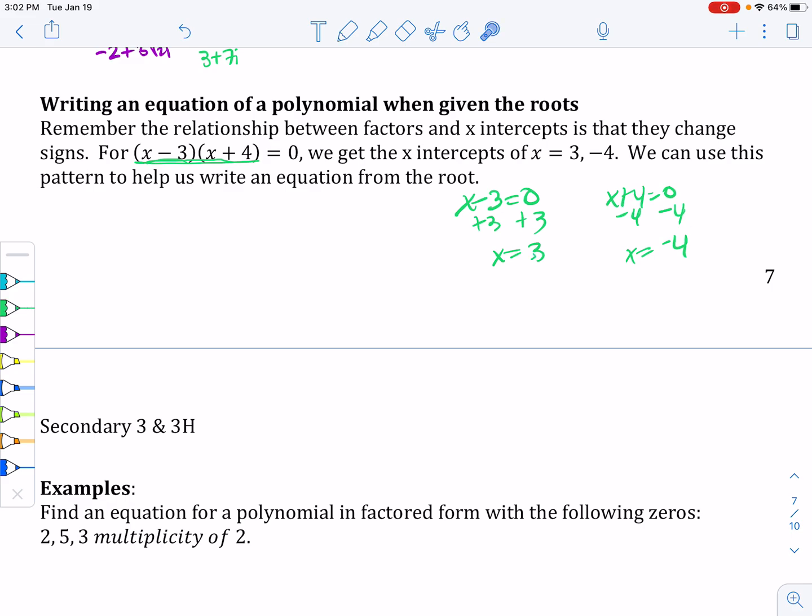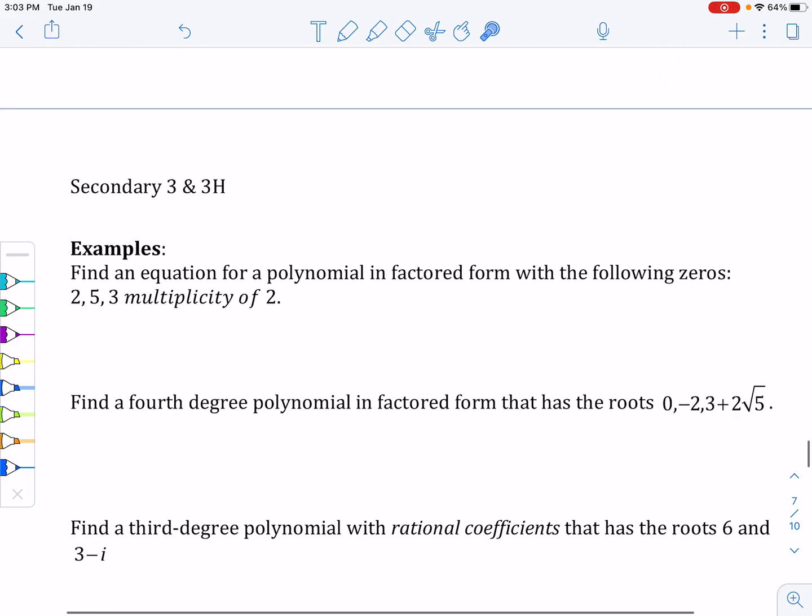So we have usually been given the factors and we're finding the x-intercepts, but now we want the x-intercepts and we want to write it in factored form. So I want to go backwards. If I know my x-intercepts, I can find an equation. So I'll find an equation for a polynomial in factored form. Okay, this is important. It means it's less work also, with the following zeros.